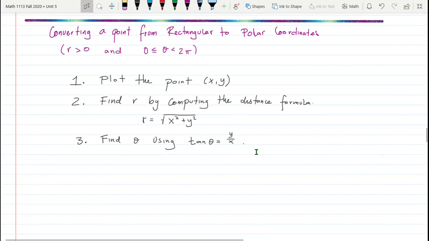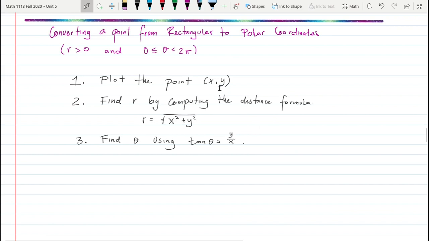Then we want to do the opposite, right? We want to be given a rectangular point and be able to convert it into a polar point. The idea is that the radius is going to be positive and the angle theta is going to be between 0 and 2π. So given a rectangular point, we're more comfortable working with those types of points. We're going to plot the point (x, y).